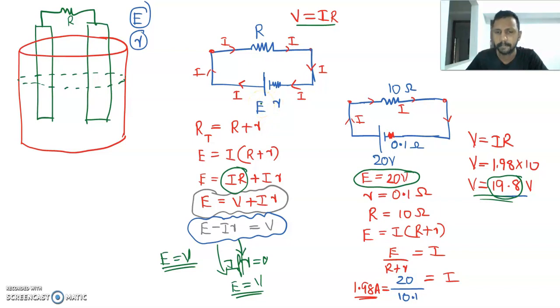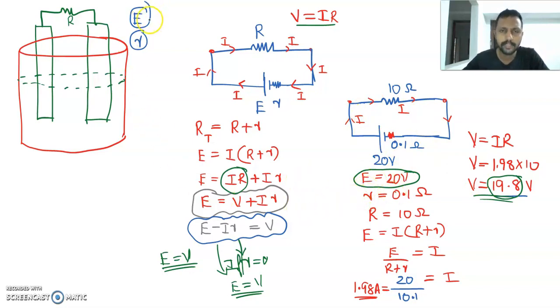But in all cases we cannot say EMF is equal to potential. Potential will be slightly less than EMF. Depending upon the internal resistance, the potential will change. If the internal resistance is very high, the difference between EMF and voltage will also be very high. Now you know what is EMF, voltage and internal resistance.